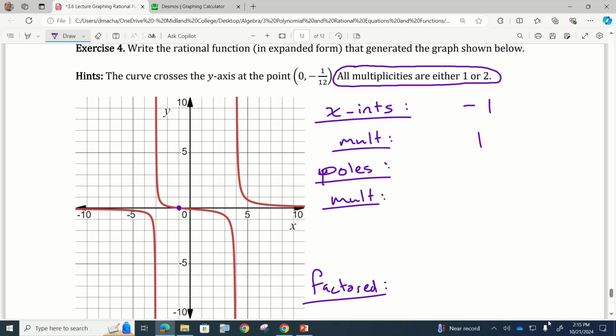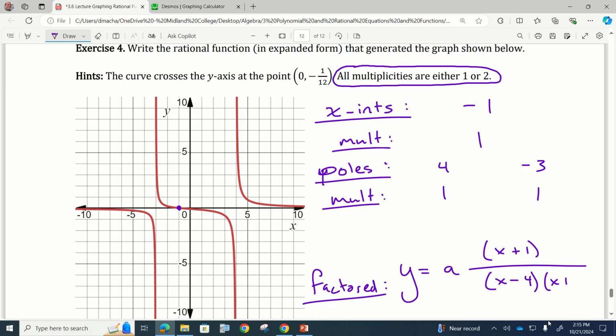And then the two poles happen at 4 and -3, and those multiplicities are also odd because they switch from negative to positive. And then the factored form must be y equals some leading coefficient times x plus 1 in the numerator, and in the denominator, x minus 4 times x plus 3.